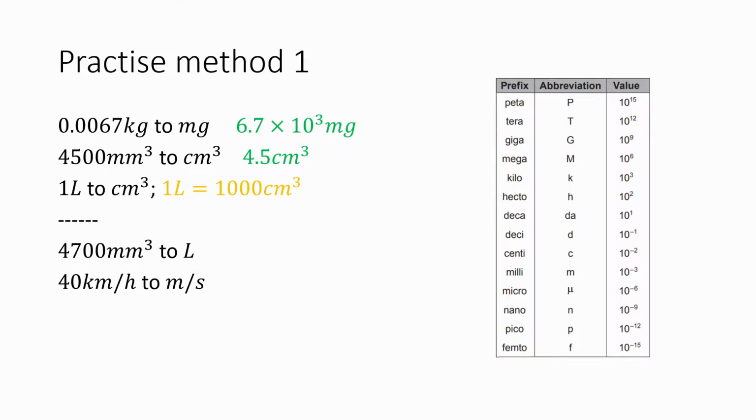Now you find that you've reached the limits of this method. We're no longer just working with the same base unit and then changing it with different metric prefixes. We're actually needing conversion factors. And with this, we need a new, more robust method. So knowing that 1 litre is equal to 1,000 centimetres cubed, how might we convert 4,700 millimetres cubed to litres?